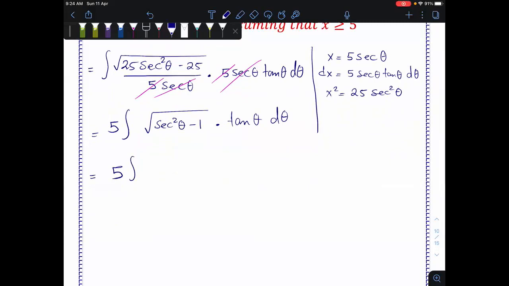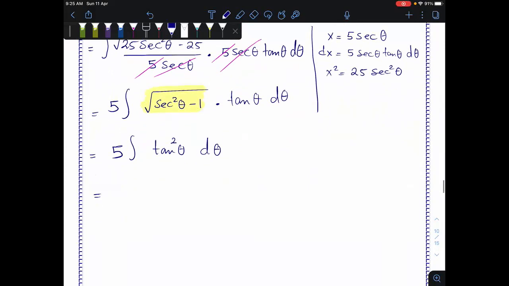Okay, so you said that this will be what? tan, yes. So it becomes 5 tan squared theta d theta. The square root of tan squared theta comes out from under the root as tan theta, and tan times tan is tan squared theta d theta. So what is the integral of tan squared theta?